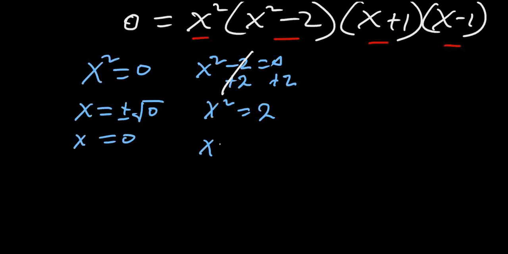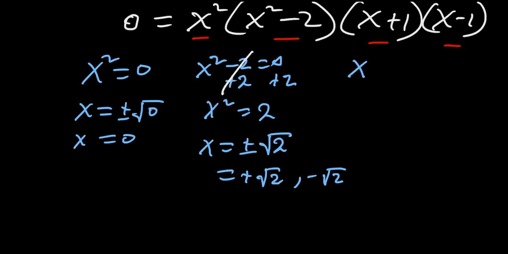So x will be equal to plus or minus the square root of 2, which of course would be plus the square root of 2 and negative square root of 2. So you have two answers over here. So next we have x plus 1 equals 0.